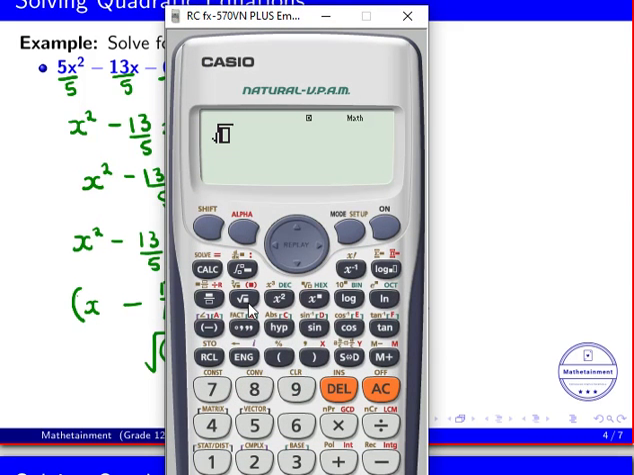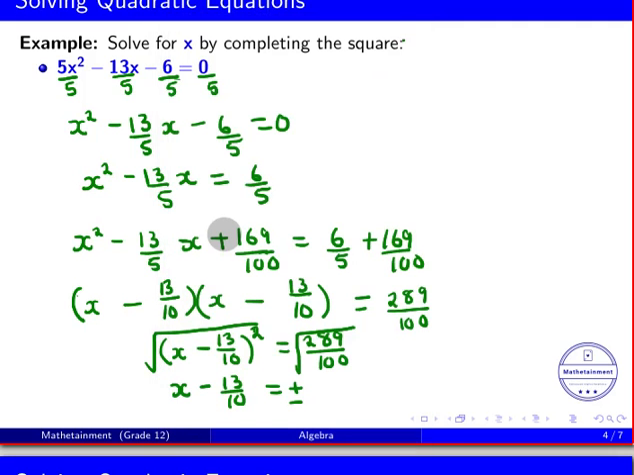We want to find the square root of 289 over 100. Aha, we are finding 17 over 10. So the square root there is plus or minus 17 over 10. Well, this implies that our x there should be equal to 13 over 10 plus or minus 17 over 10. So from here, I will quickly write the answers.